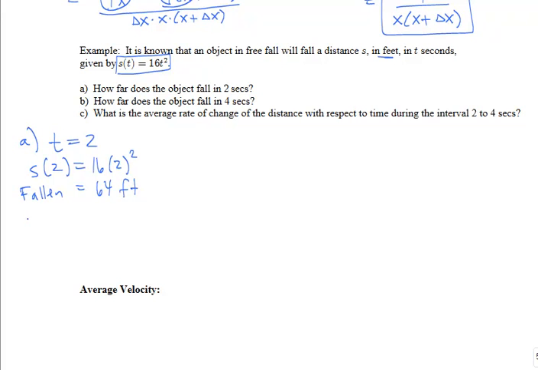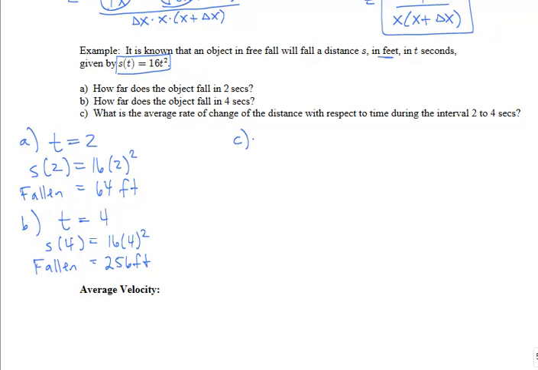Okay? So question B, how far does the object fall in 4 seconds? So this time our time t is 4, and we're looking to find s of 4. So 16 times 4 squared. 4 squared is 16. 16 times 16 is 256 feet. So this time, after 4 seconds, now we've fallen 256 feet.